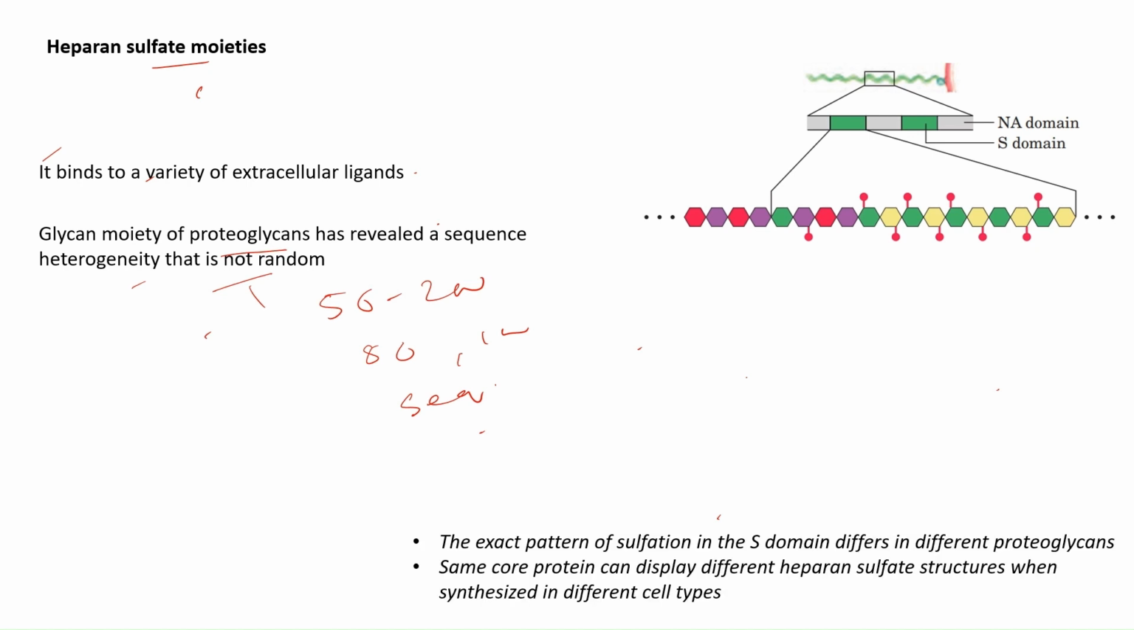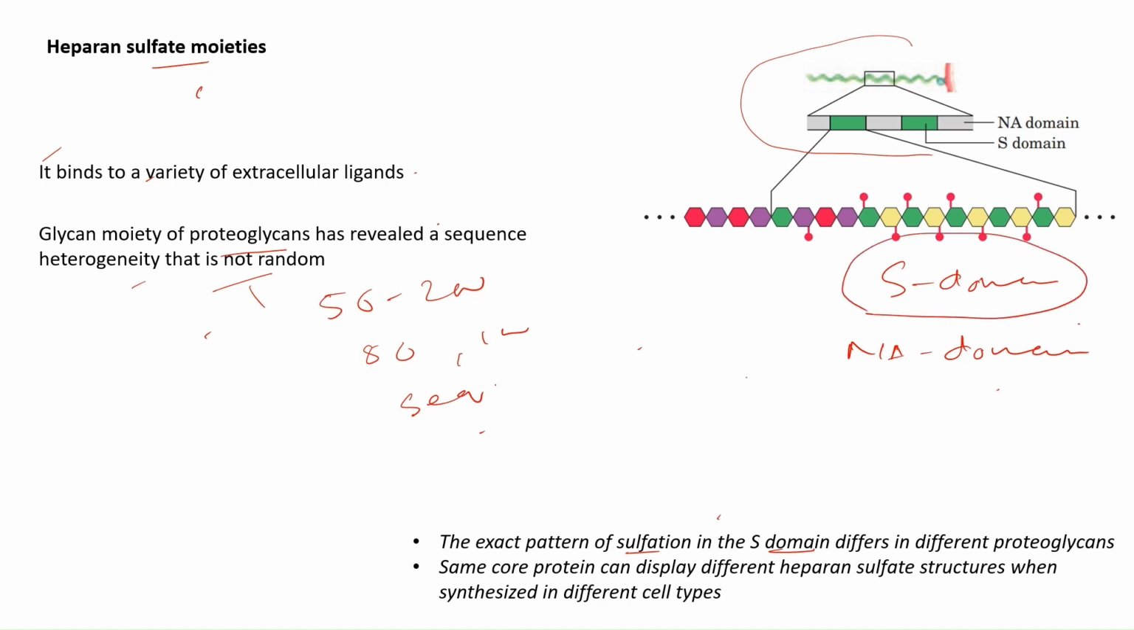So, the exact pattern of sulfation in the S domain. If you see the structure of the heparan moiety, two domains are there, the S domain and the NA domain. As I said, not all places get sulfated. Some places get sulfated, some places don't. Where sulfate is added is known as the S domain, rich in sulfate. The NA domain is where the sulfate group has not been added, the original one. So the exact pattern of sulfation in the S domain differs in different proteoglycans, as well as in the same proteoglycan if it occurs in different cells.